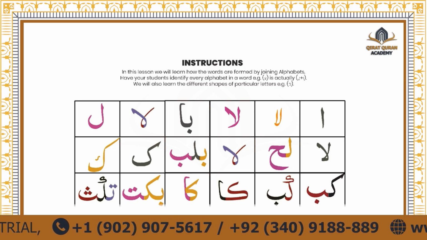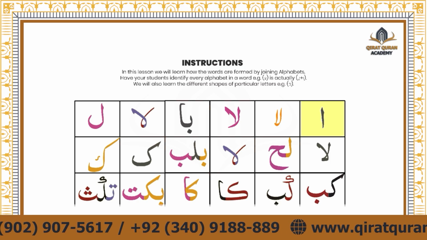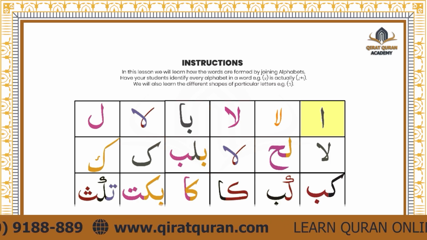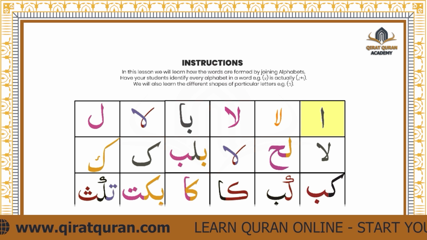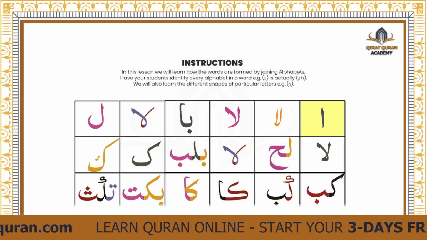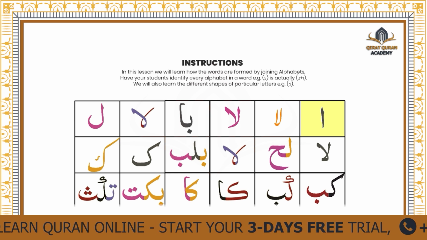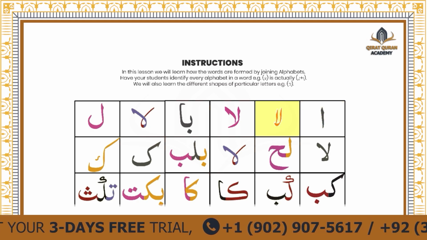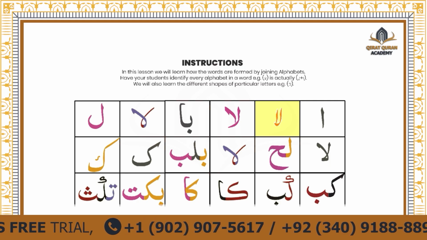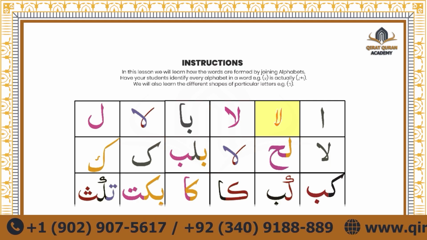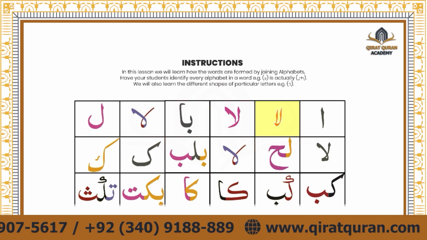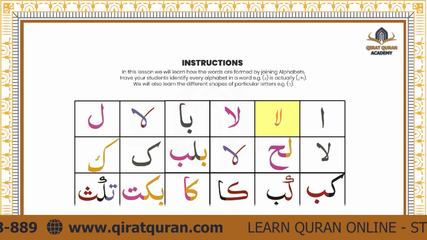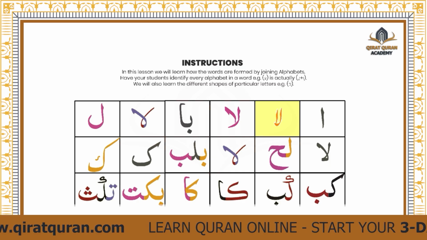So the first letter we have here is alif. Because it's a single letter, it will remain the same. Alif, a straight line from top to bottom. This is alif. The next, we have two letters here. The first one is lam, and then alif. The first letter is lam and the second letter is alif.